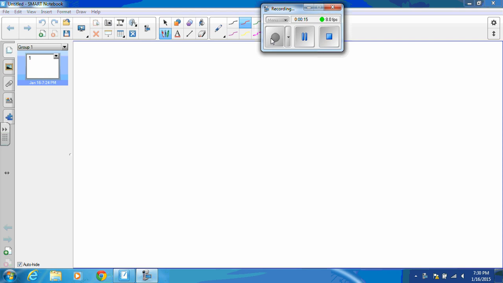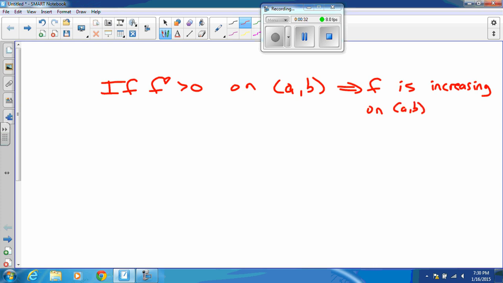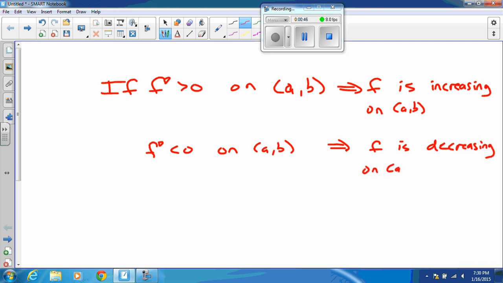You remember that we said before, if f prime is greater than 0 on an interval a to b, this means that f of x is increasing on a to b. Likewise, if f prime is less than 0 on a to b, then f is decreasing on a to b.